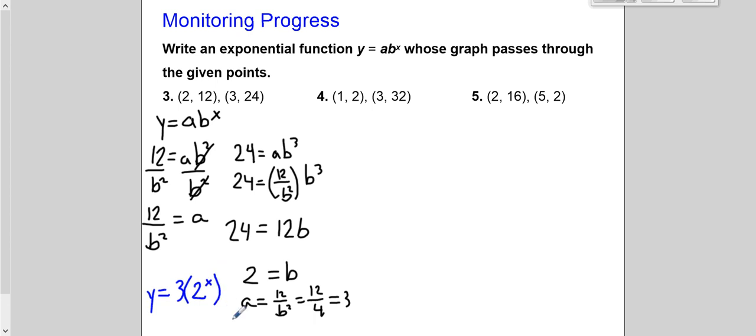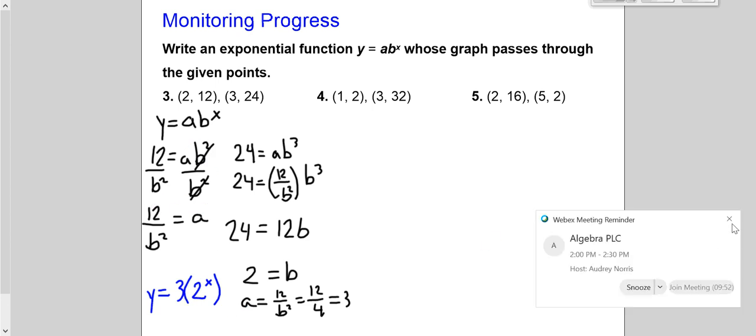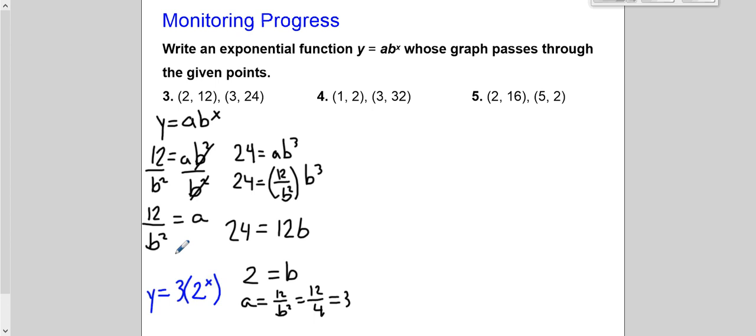And there's our answer. Okay, I solved the first equation for A. I got 12 over B squared. Use that in the second equation. Simplify these. B cubed divided by B squared is just B. So 24 equals 12B. Divide both sides by 12, we get B equals 2.